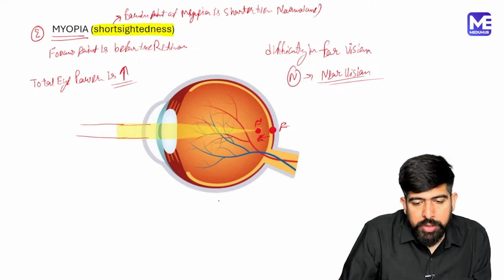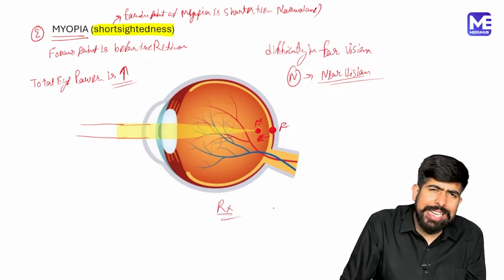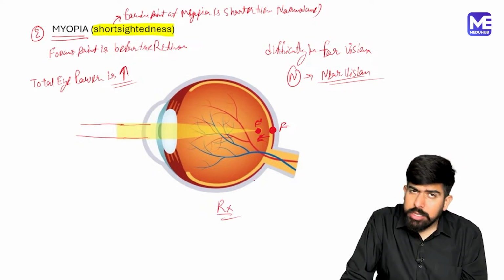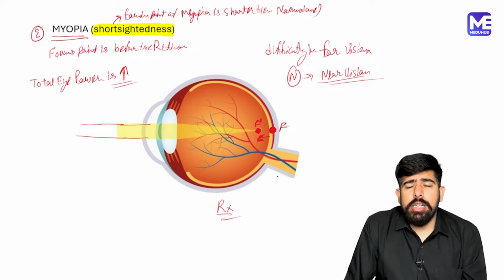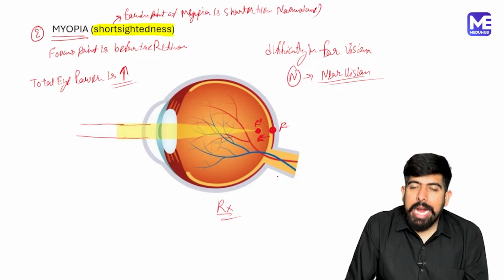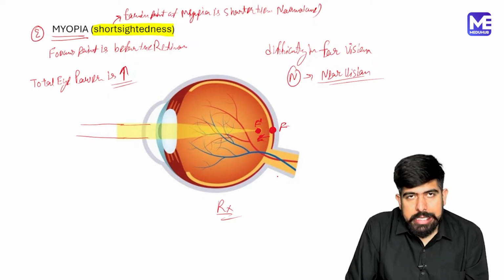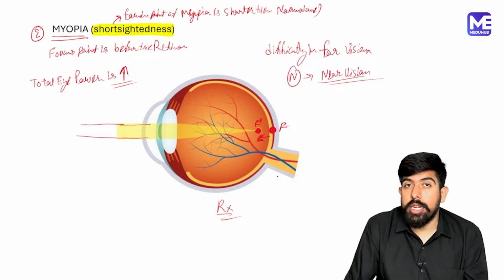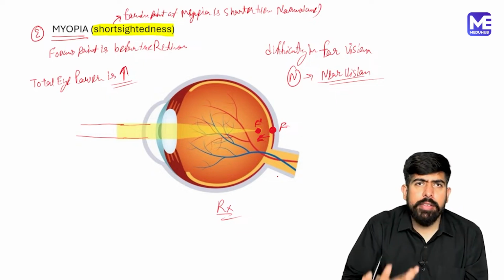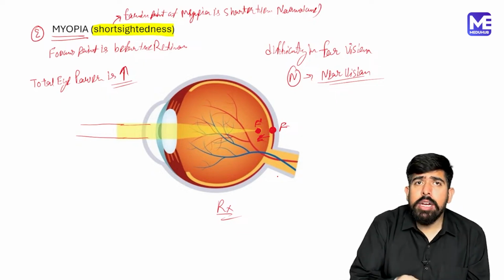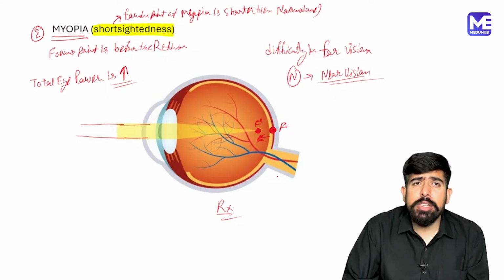So what should be the treatment of it? Of course, we can do surgery, which we'll talk about in a later part. For refractive error treatment, we can give eyeglasses, we can give contact lenses, or we can prescribe surgeries.